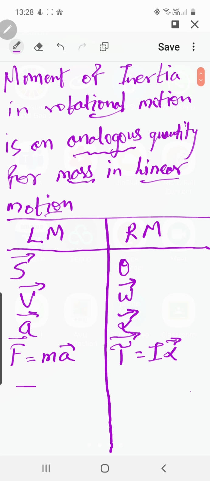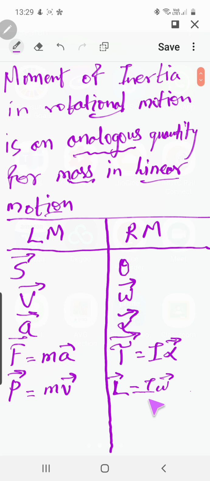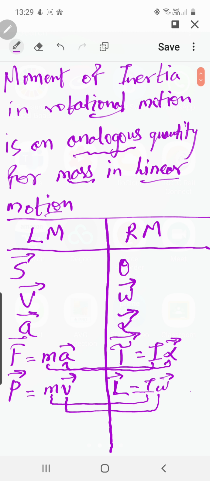Next formula is linear momentum. Linear momentum is given by P is equal to mv. Here it is given by L is equal to I omega. You can see that here, in place of m I took I, and in place of v I took omega. Similarly, in the previous formula, in place of m I have taken I, and in place of a I have taken alpha. So like that we have to do the comparison.